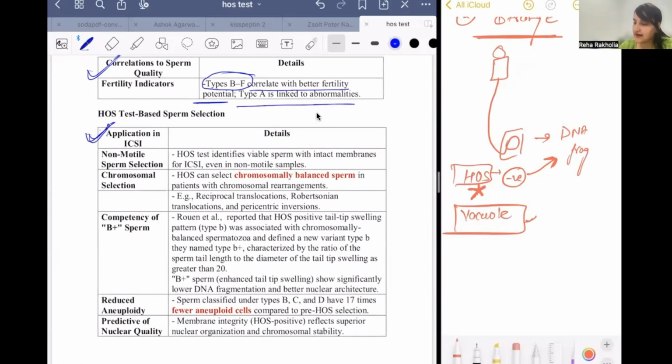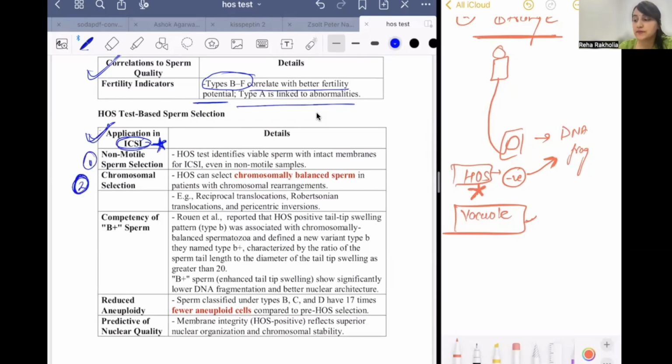The HOS test can identify viable sperm with intact membrane even if the sperm is non-motile. This is critical for selecting functional sperm for ICSI, where motility isn't always necessary. We don't need motility in ICSI. Now, this was the first point, chromosomal selection.